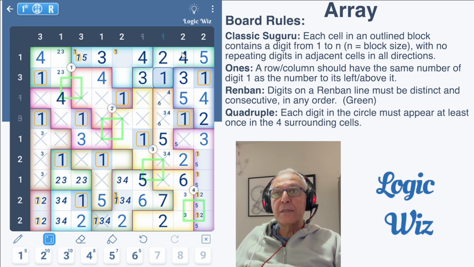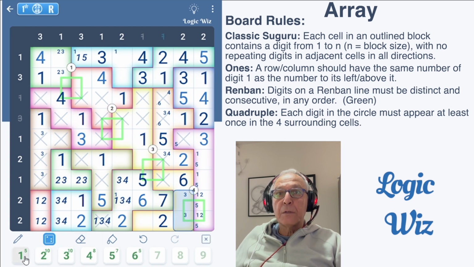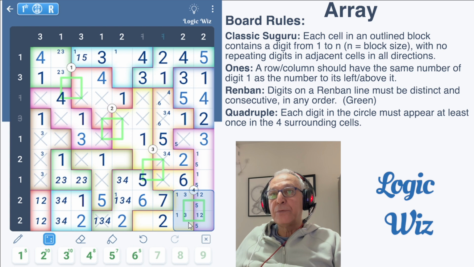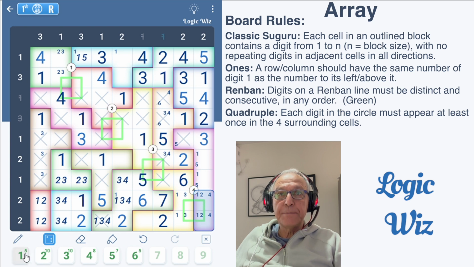Okay, let's look at this column. We have 1 and we need another one. The other one must be here. So these two are a 1-free pair. Basically that means that we need around this Renban 1, 2, 3, 4. So 5 can no longer be here. And let's pencil in the 4, and 1 can no longer be here, obviously.